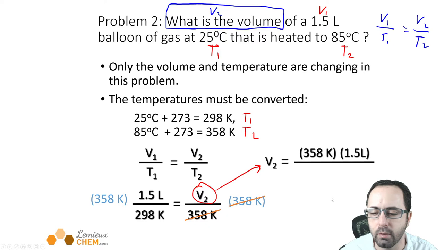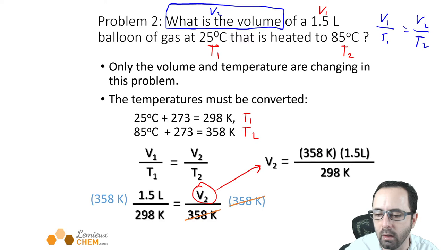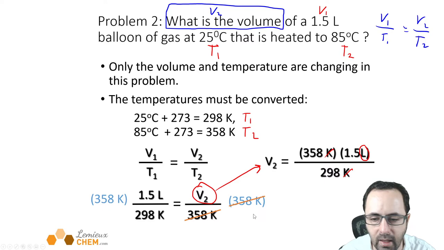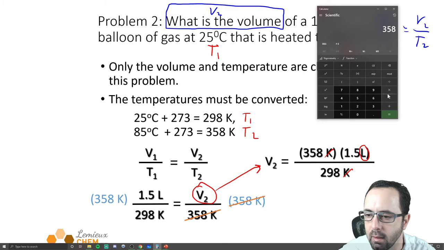And now we're going to do our math. We'll use our calculator. We should pay attention to the units too. The Kelvin units are going to cancel, and we'll just have units of liters. So in the end, we're going to write our answer in liters, but we just have to calculate how many liters that is. So we're going to have 358 times 1.5 divided by 298.